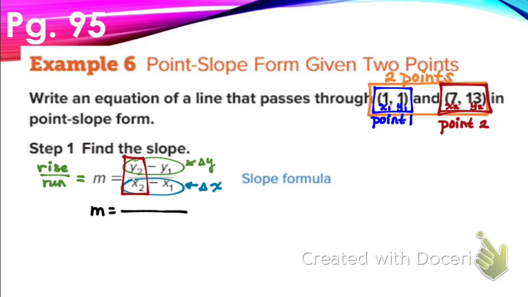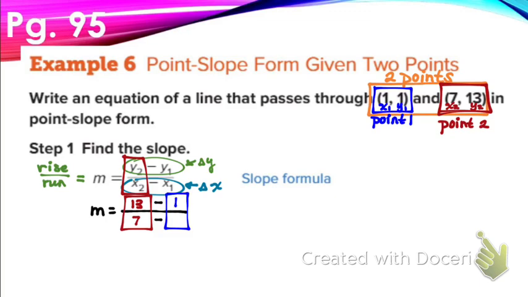What are we going to put in for y1? Or sorry, for y2, because that's my first number. 13. What am I putting in for x2? Where's point 2? I need x2. Remember, if they're on top of each other like this, they have to come from the same ordered pair. Only these numbers are allowed to be in the front. Y on top, because that's my rise. X on bottom, because that's my run. So 13 over 7.